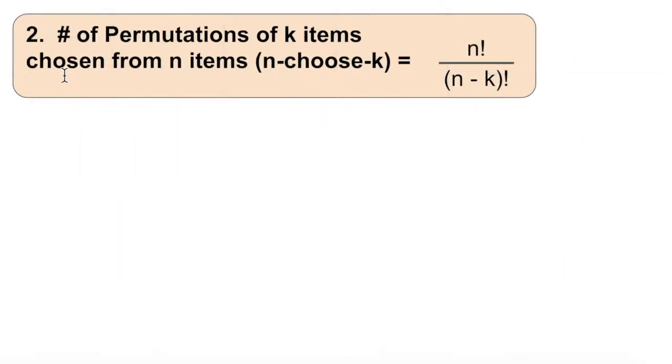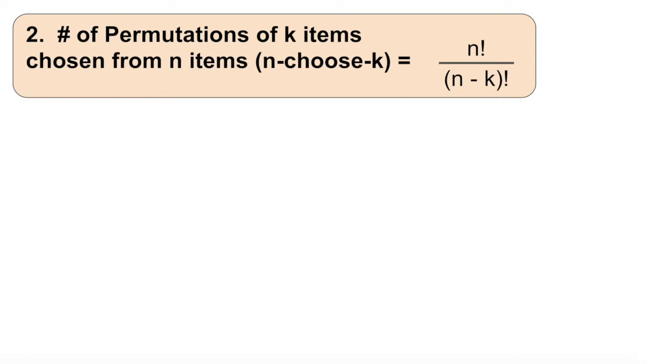So our second formula here is the number of permutations of k items chosen from a set of n items. This is an n choose k permutations problem because we want to know the number of permutations of k items chosen from a set of n items. For example, if we have a box of 10 toys and we choose 6 of those toys, how many different orders of items are there? Well, it's n factorial over (n minus k) factorial.